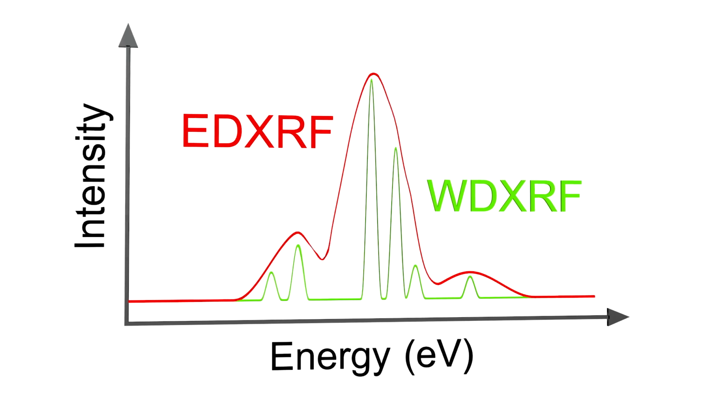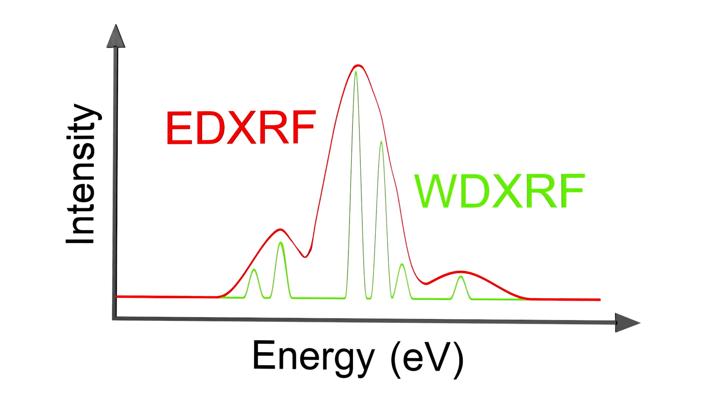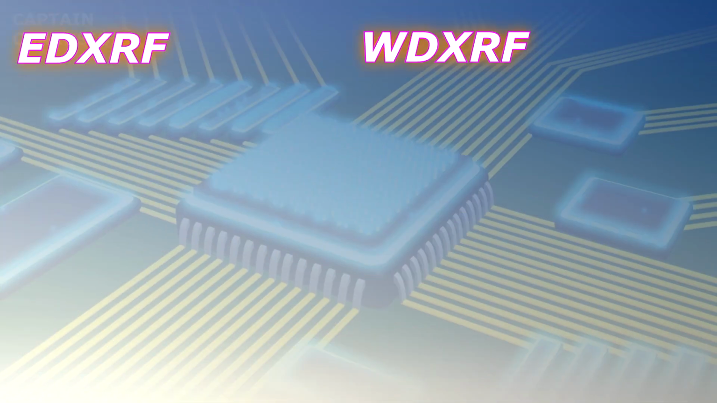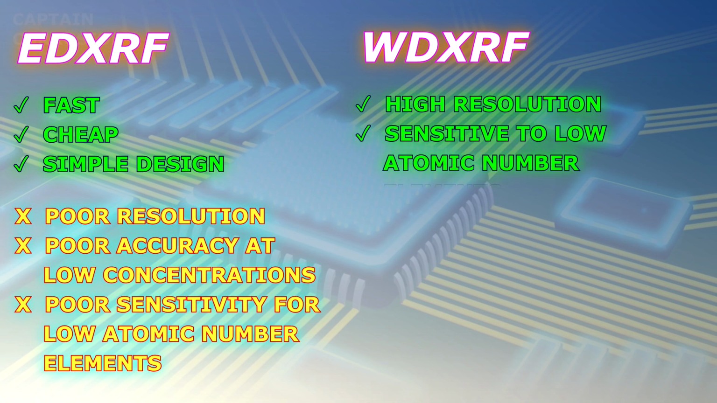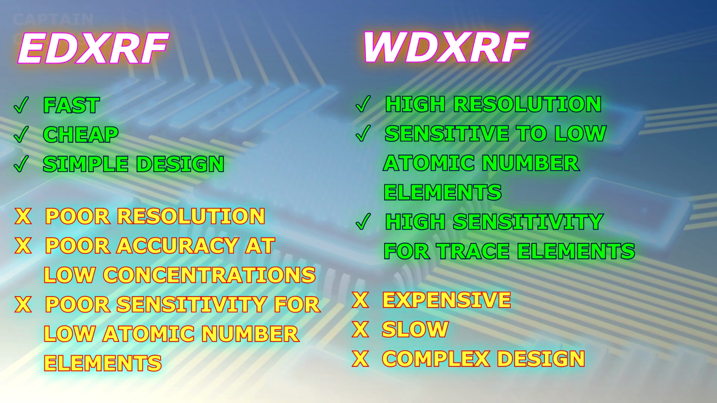With such a setup, the peaks are narrower and their overlapping is significantly reduced. Therefore, the accuracy in wavelength-dispersive analysis is much greater than in the case of the energy-dispersive analysis. The main disadvantages of this setup are longer measurement times and significantly higher cost of the spectrometer.